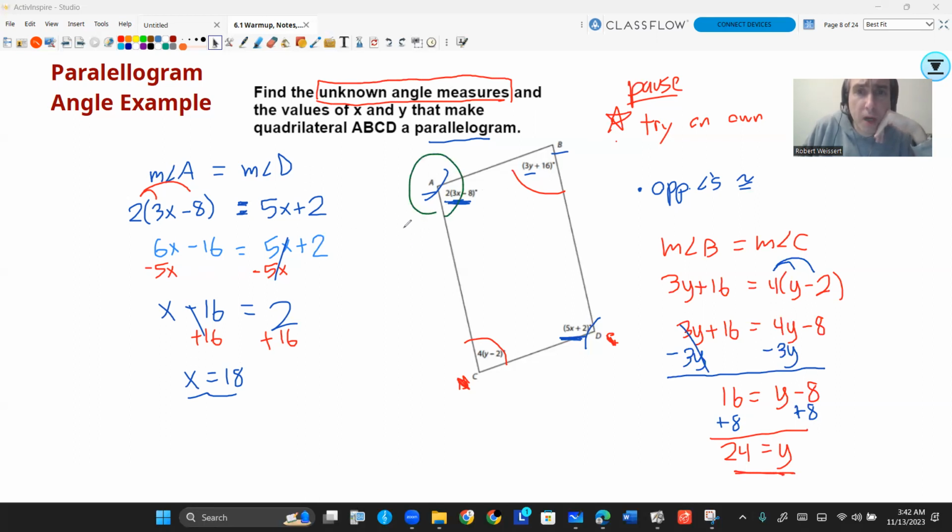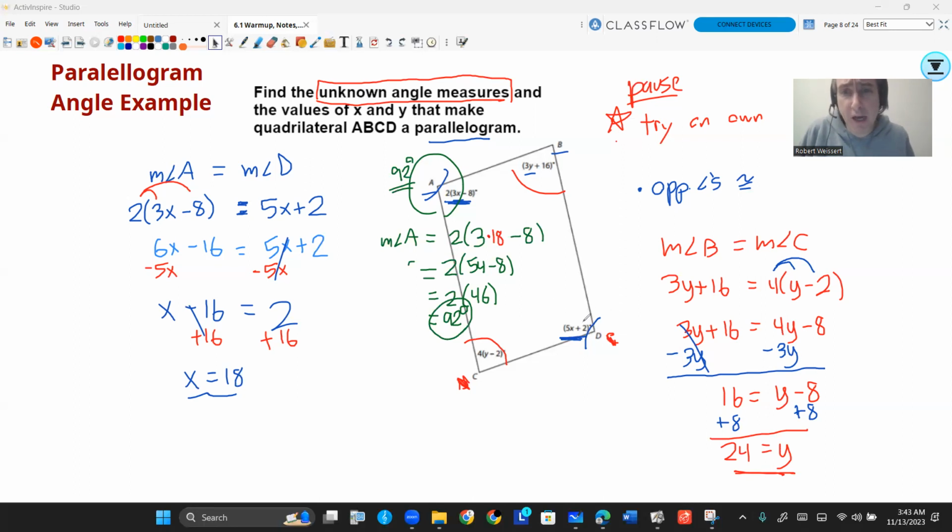Well, let's start with angle A. The measure of angle A is going to be 2 times 3, and then what's the value of x? X is 18, so I'm going to plug in 18. 3 times 18 minus 8. So using a little bit of a calculator, I'm going to get 3 times 18 is 54. So 2 times 54 minus 8. 54 minus 8 is going to be 46. So 2 times 46. And 2 times 46 is going to be 92. So the measure of angle A is 92 degrees.